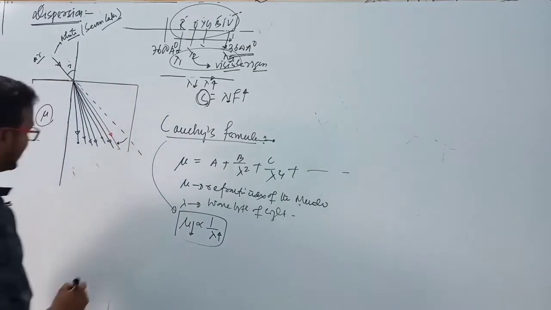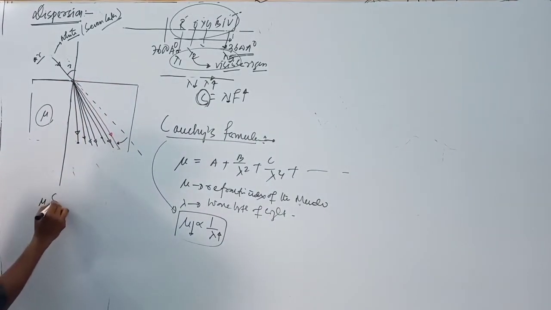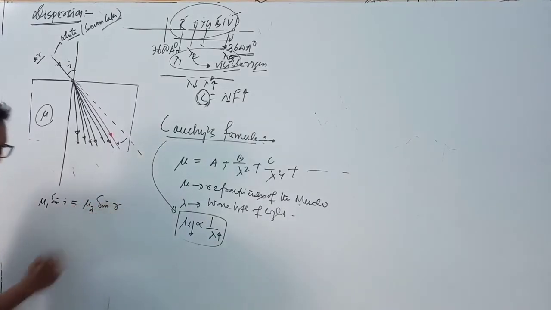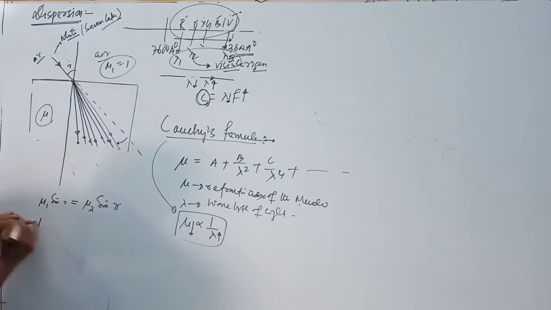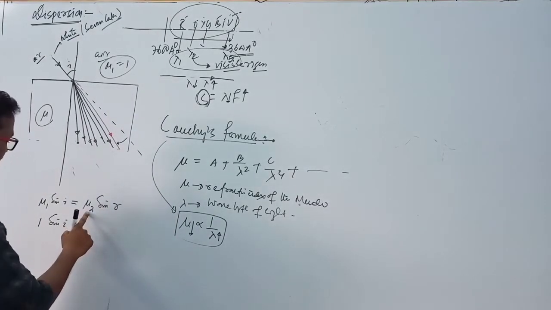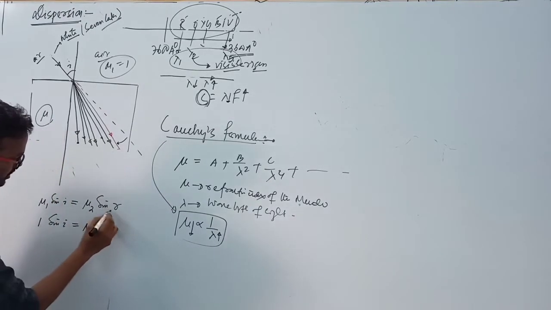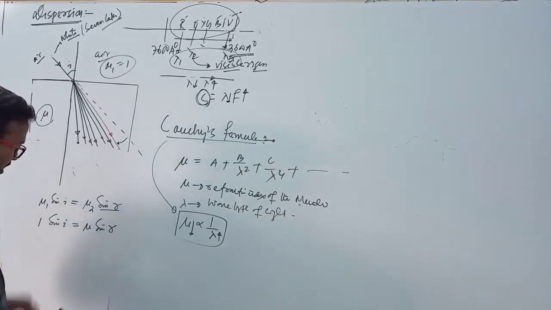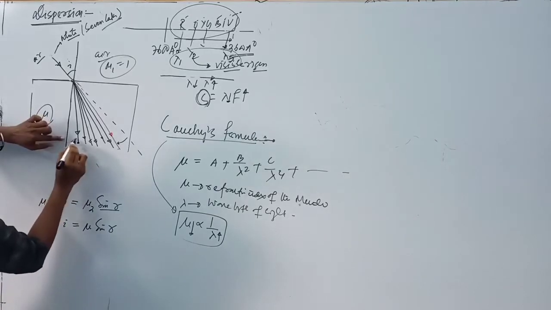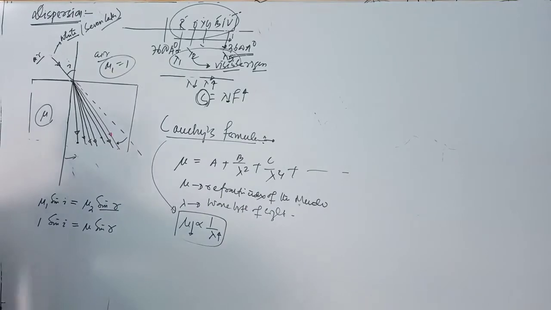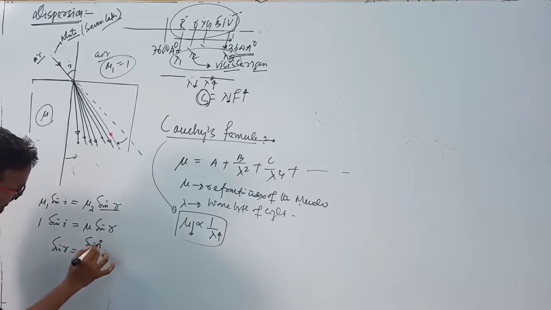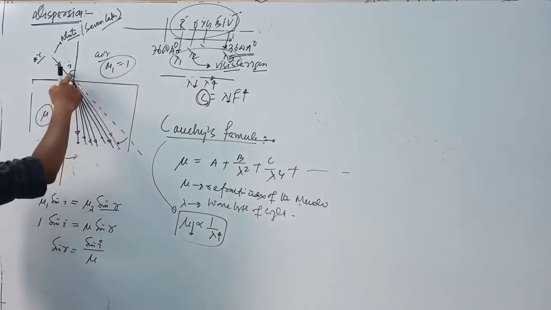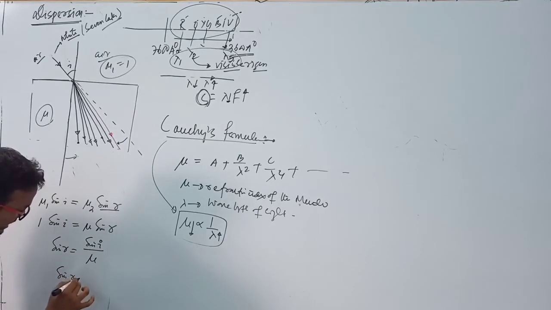Or suppose this is the medium. If we use Snell's law at this point, that is mu1 sin I equal to mu2 sin R. At this point the angle of incidence is I, and suppose this is the air medium of refractive index mu1 equal to 1. So we can write 1 into sin I equal to mu2 sin R, where mu2 is the refractive index of the medium, mu, into sin R. Clear? This angle is known as the angle of deviation. So here we have to find a relation between mu and R. So sin R equals sin I divided by mu, because I, the angle of incidence, is a constant quantity.